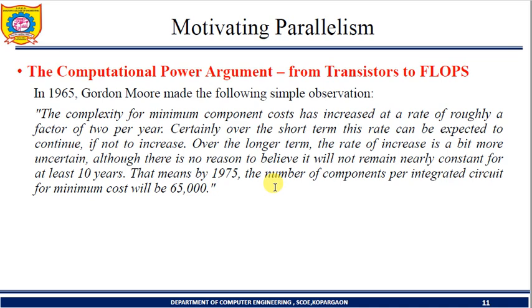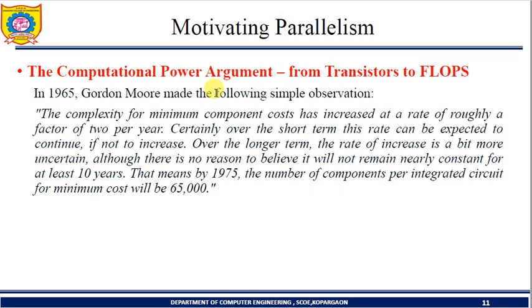The next point which we are going to discuss is motivating parallelism. The first motivation for parallelism is the computational power argument, from transistors to flops. As we have seen, computing systems initially had transistors, and nowadays the computational power has increased in terms of floating point operations, and that is the basic motivation for parallelism. So the computational power argument, from transistors to flops, is one of the motivations.